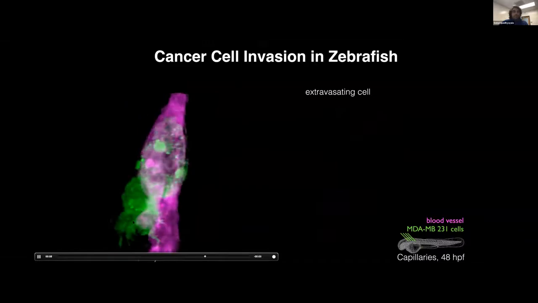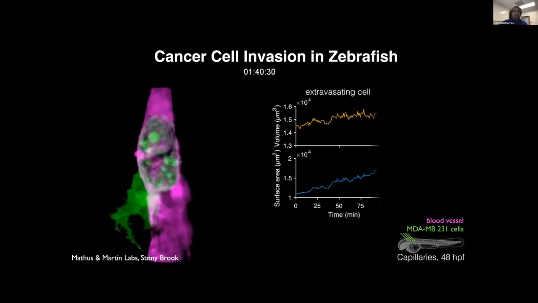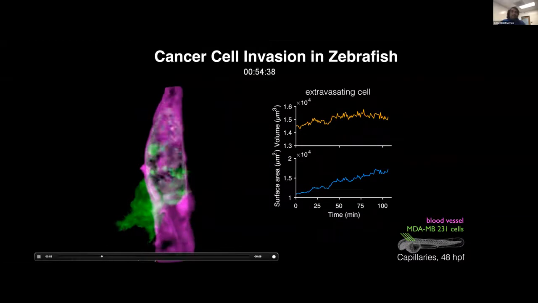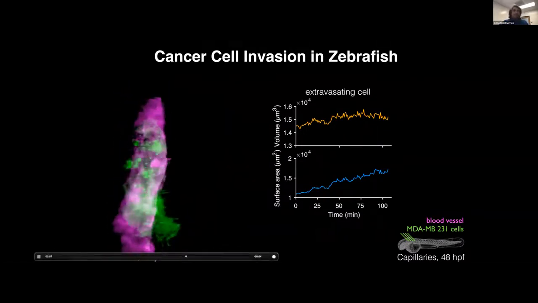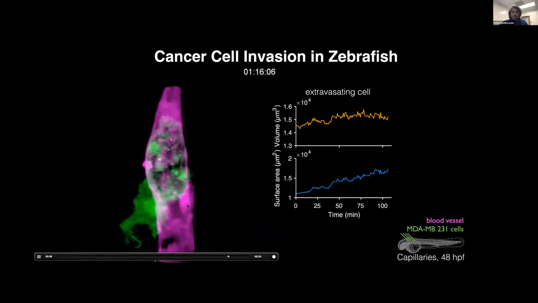So trying to metastasize. And we know that it's trying to metastasize because if you track the surface area of that particular green cell, it increases by about 50% over the course of about 2 hours or so.